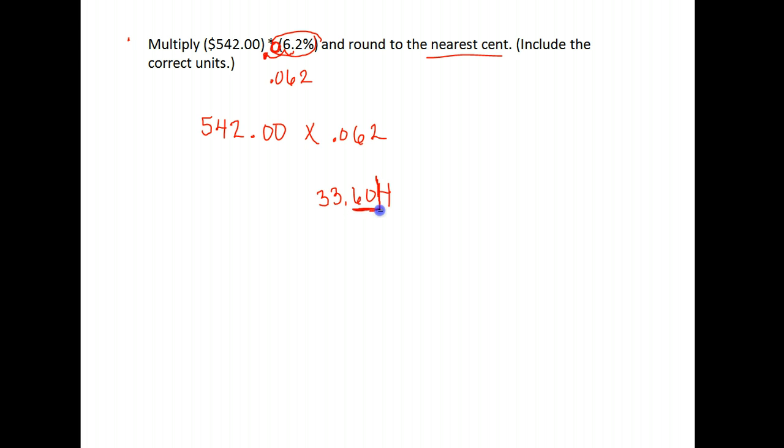Now this said to round our answer to the nearest cent, which is 2 decimal places. So we want to stop right here. We have to decide whether to stay or round up. So we look at the next number after that, and it's a 4. Remember, 5 and larger means we round up 1. Smaller than 5, we stay. 4 is smaller than 5. So for our answer, we just stay at $33.60.